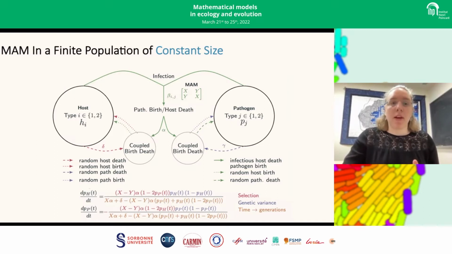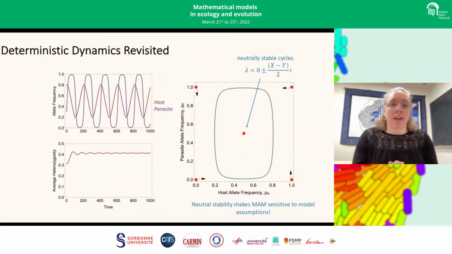All right. So what happens? Well, first, let's look at the deterministic model. We've already talked about this a bit, but I just want to go over it again, that in the limit as n goes to infinity, you get neutrally stable allele frequency cycles in both the host and the parasite.